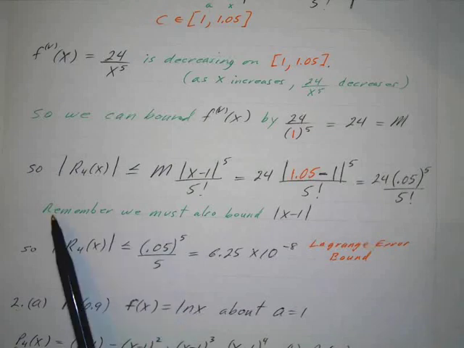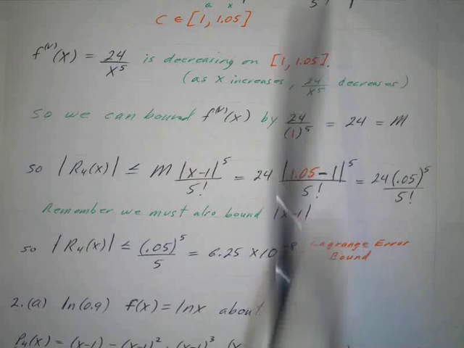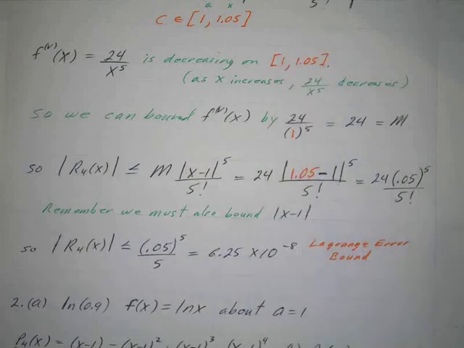And then we must also bound x minus 1 because we're going to use the absolute values because we're going to separate these out. So be careful there, because the absolute value just gives you the distance, kind of like a distance formula. So keep that in mind.